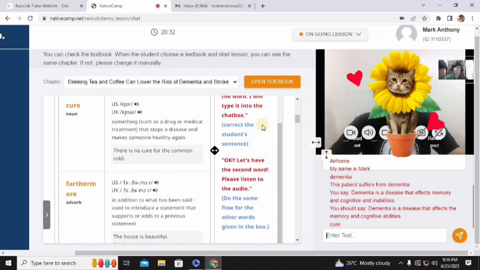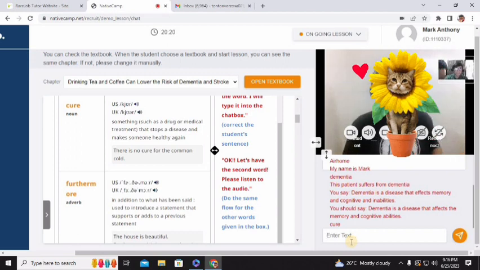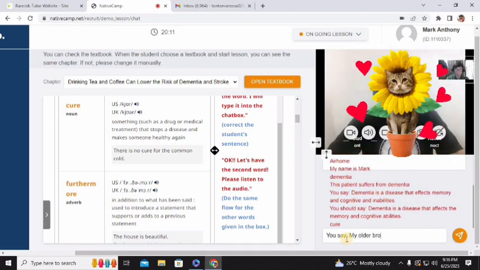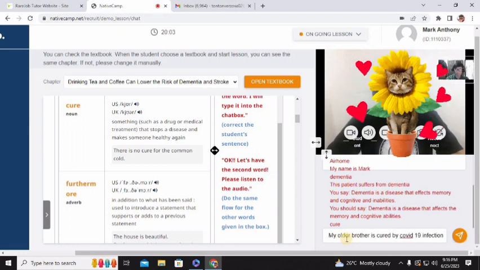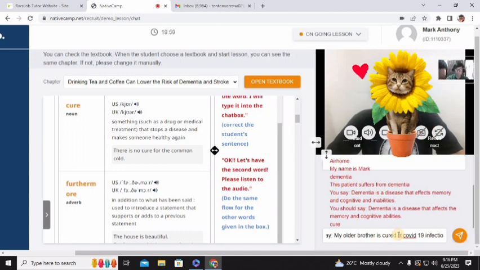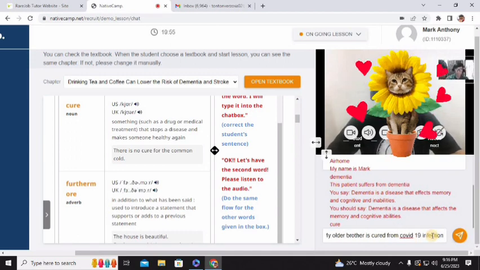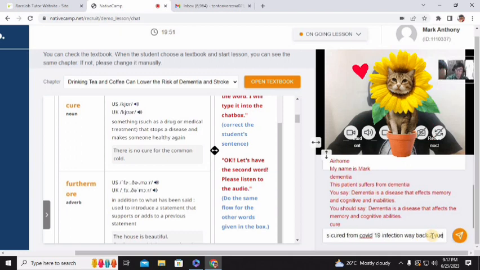Let me read the sentence and repeat after me once. There is no cure for the common cold. There is no cure for the common cold. Okay, very good. Can you give me a sentence using the word cure? My older brother is cured of COVID-19 infection way back 2 years ago.